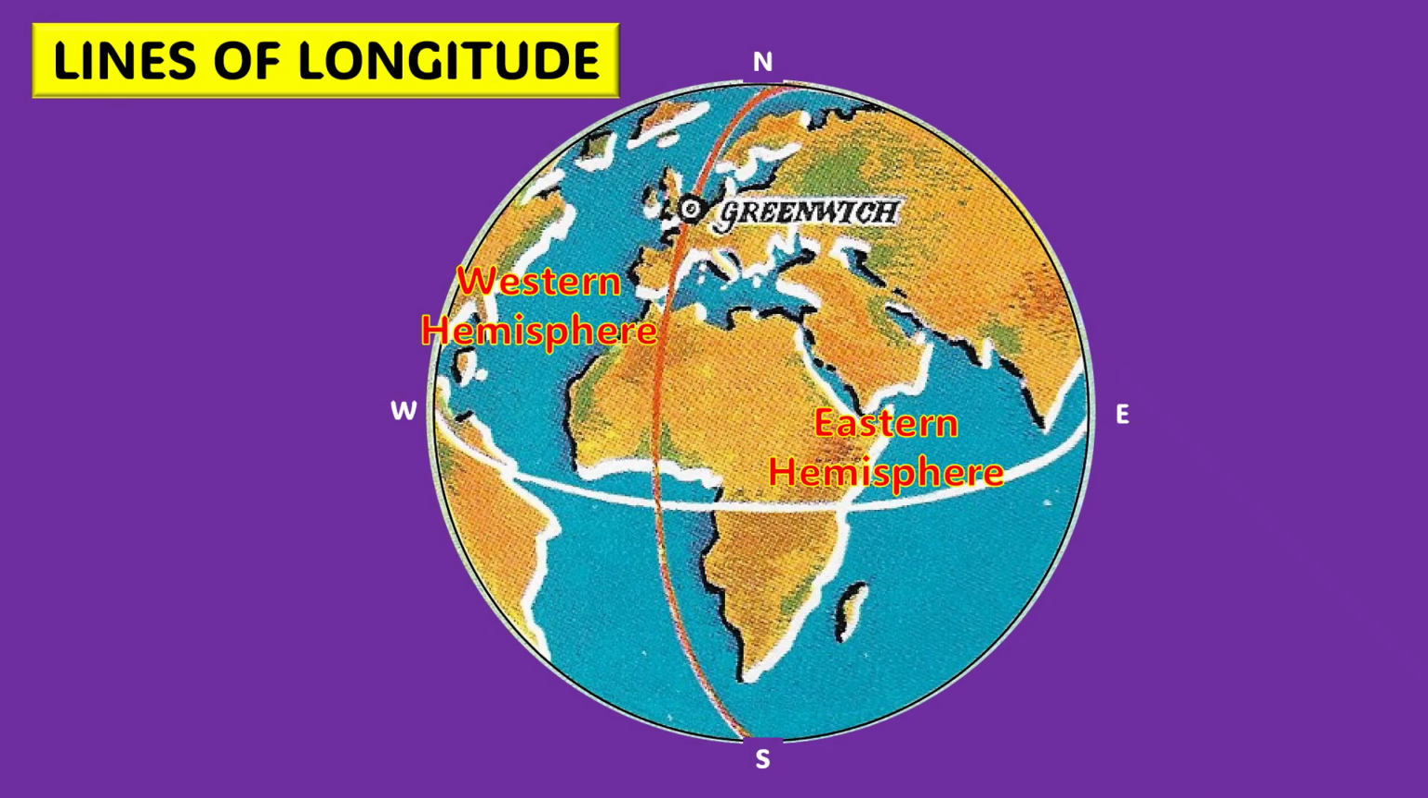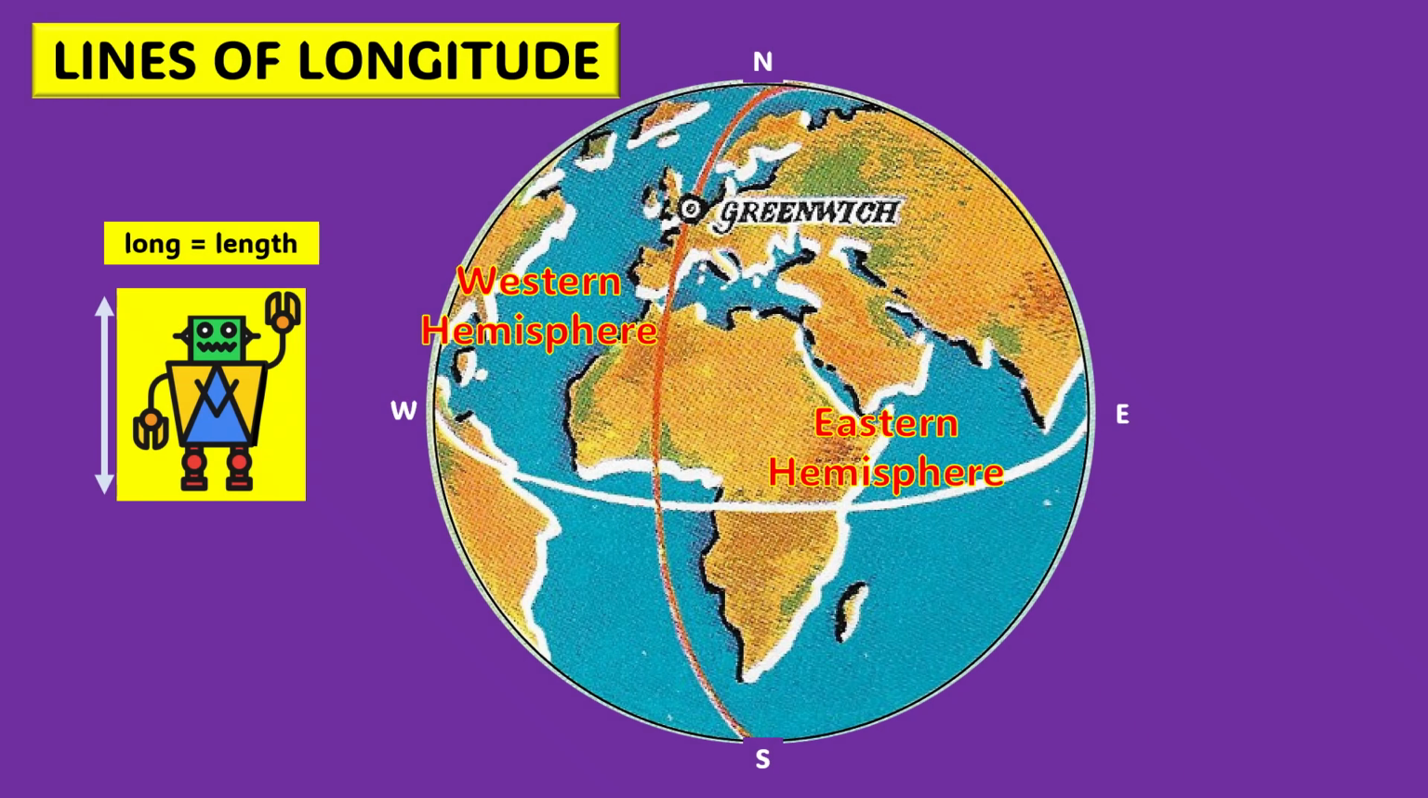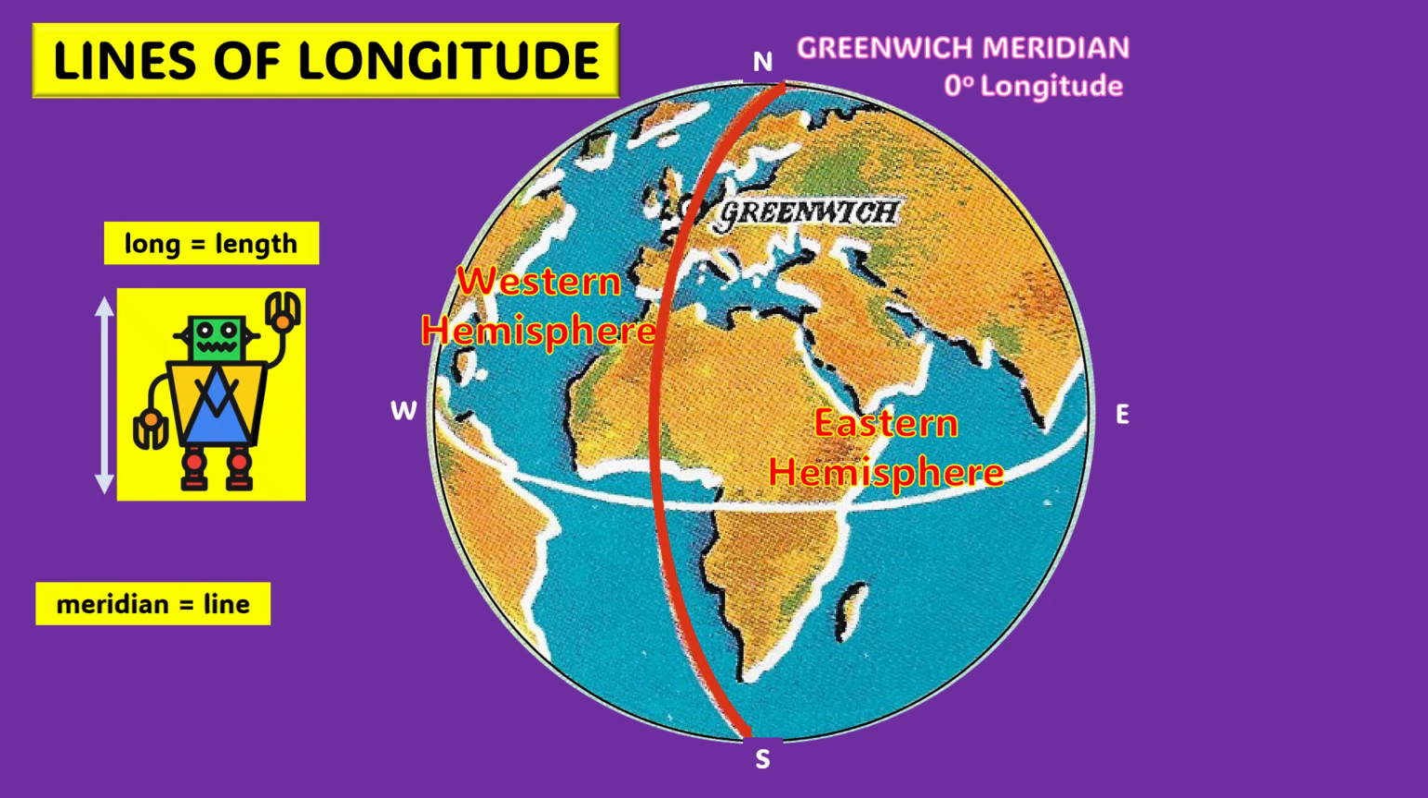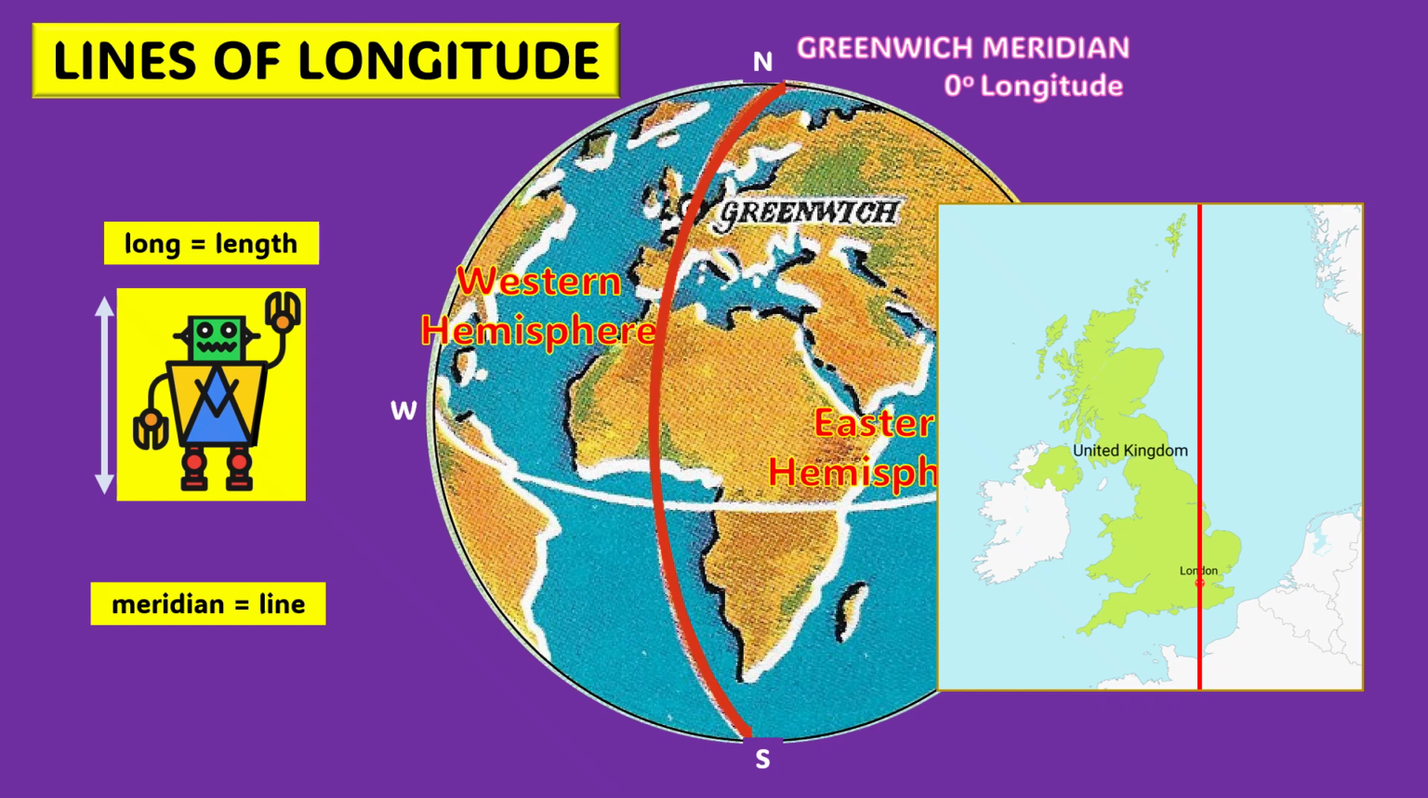The lines of longitude run from north to south. The word long means length. The most important line of longitude is the Greenwich meridian. The Greenwich meridian divides the Earth into the western and eastern hemispheres. The word meridian means line. Greenwich is a town that is part of London in England.